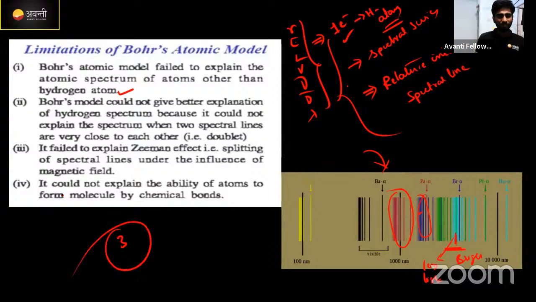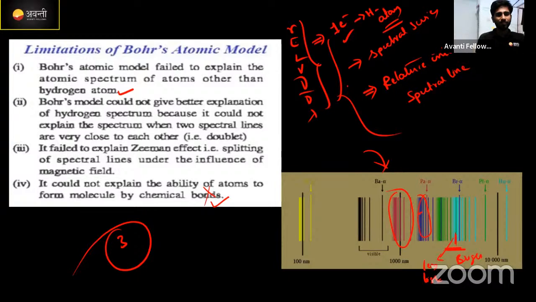Okay. Last one, it could not explain the ability of an atom to form a molecule by the chemical bond. Actually, I don't know deep about this one. That's why I'm not going to take this one. If you know chemistry well, please do understand the sentences here. I hope it is understood, right? Both limitations. So we move to the next concept.